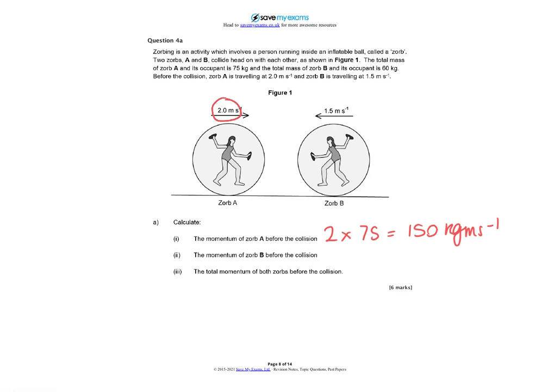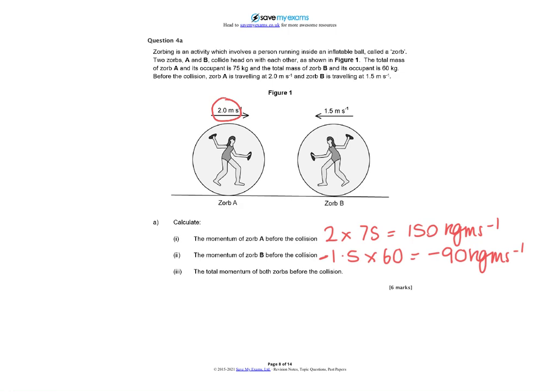Part II is for Zorb B. So again, we've got its speed of 1.5 and its mass of 60. So it's going to be 90 kilogram meters per second. It is going in the opposite direction, so we can put a minus sign by our velocity and a minus sign by our answers just to show that they're in different directions.